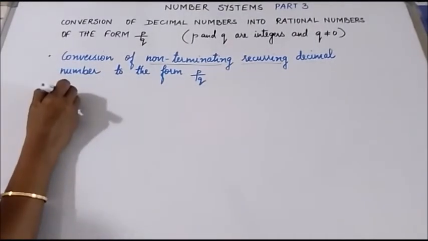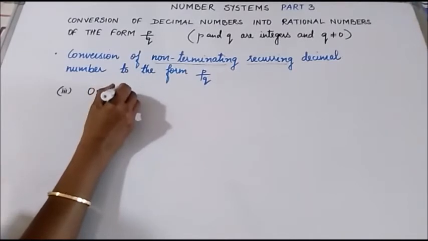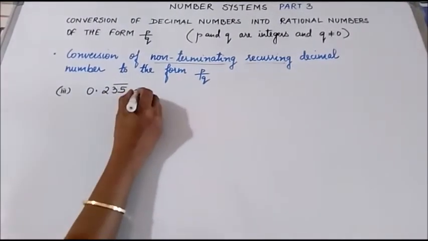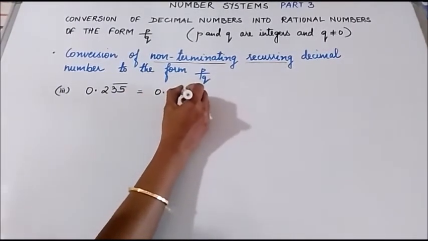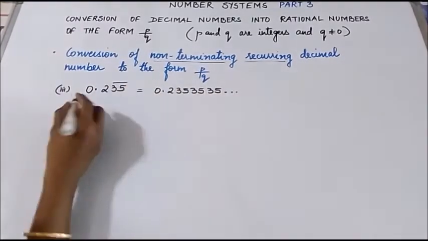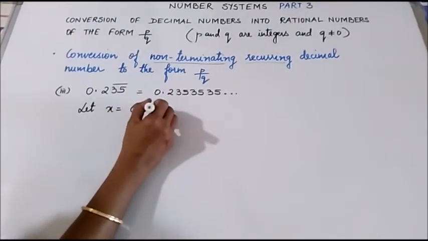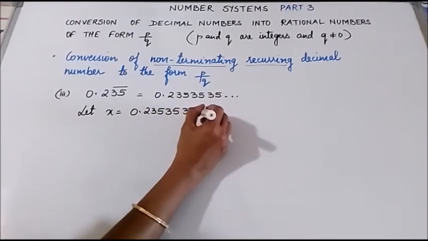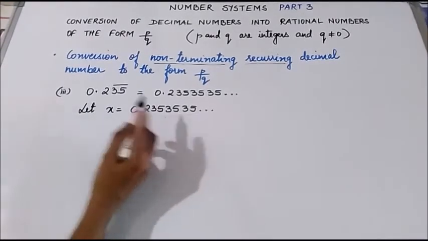The third example is 0.235 bar. The bar is over 3 and 5. That means the digits 3 and 5 repeat themselves. We can write this as 0.2353535 and it continues. Now first, let us assume x equal to the given number. Under the bar, how many digits are there? 2. So you should multiply both the sides by 100.